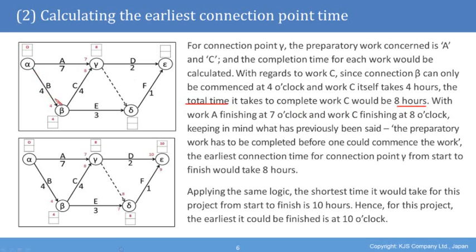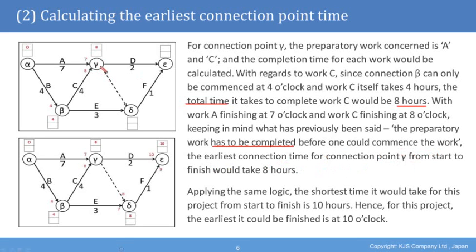So that means it will be 4 o'clock once you get to beta, and from beta to gamma it will take 4 more hours, so it will be 8 hours. So it will be 8 o'clock. With work A finishing at 7 o'clock, you can see A only takes 7 hours, but to get from B to C, alpha to beta to gamma, takes 8 hours. Keeping in mind what has been previously said, the preparatory work has to be completed before one can commence the work. So the earliest connection time from connection point gamma from start to finish would take 8 hours.